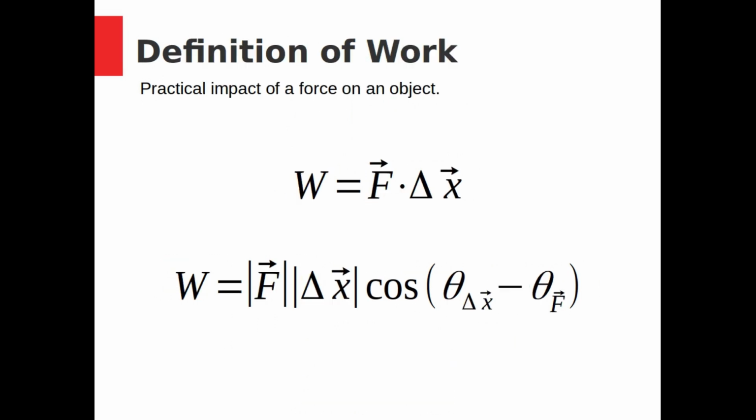Now, let's return to the definition of work. We can rewrite the equation for work like this. Work equals the size of the force multiplied by the size of the displacement multiplied by the cosine of the angle between them. It is extremely important to note that work is a very unique quantity in all the physics we've seen so far. Work is one of the few quantities that is a scalar, not a vector. It is one of the very few quantities that we've seen so far that has no direction.